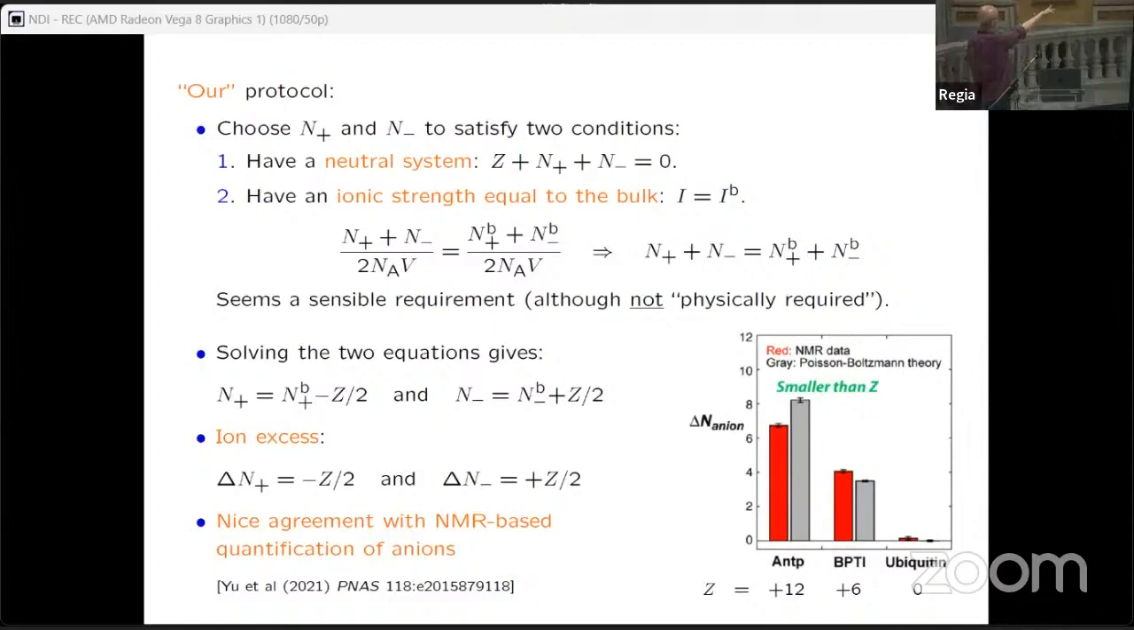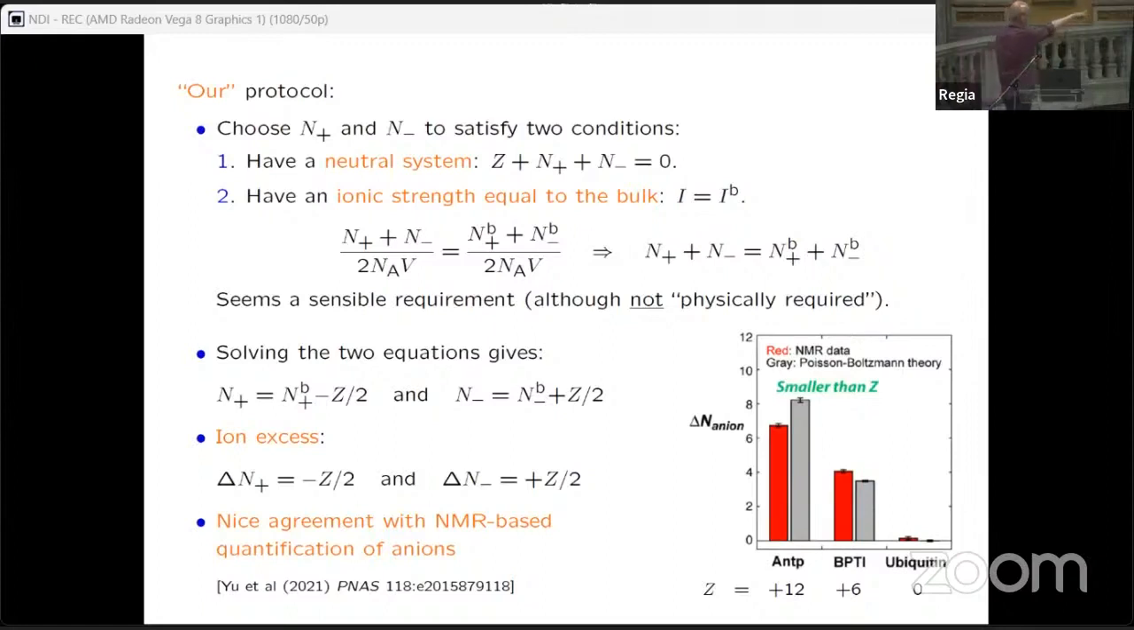So if you do this, you actually have two conditions: this one over there for the neutral charge, and then this one for the ionic strength that you should satisfy. If you solve those two equations, you would find that the number of cations would be given by this: the number that would exist in the bulk minus half of the charge of the protein. And in the case of anions, you would get the number that would exist in the bulk plus half of the charge of the protein. And if you compute the ion excess, lo and behold, I was not expecting this, we get the values that Junji measured, more or less. We get half of the charge of the protein.